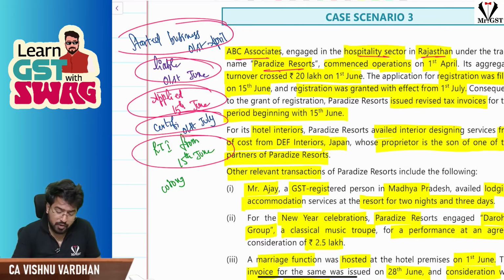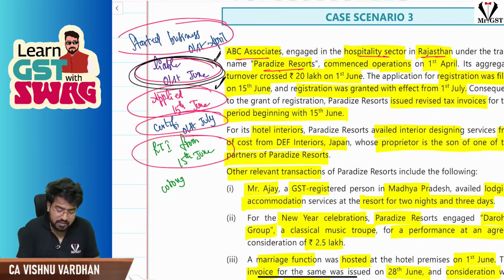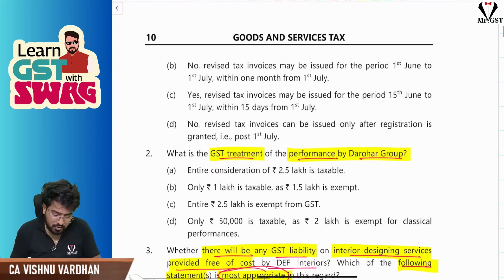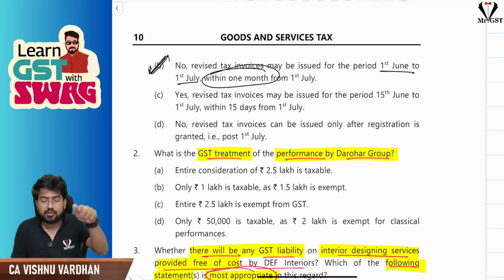If you see, when you become liable for registration within 30 days, if you apply, this fellow has applied, effective date of registration is the date of becoming liable, that is 1st June. If you have issued revised tax invoices, you should have issued revised tax invoices from 1st June till the date of certificate, 1st July. Okay, but this fellow issued revised tax invoices from 15th July. That is absolutely wrong. So the answer is option B. No, the revised tax invoices may be issued for the period of 1st June to 1st July within 1 month from receipt of registration certificate. That is 1st July. That should be the correct option.